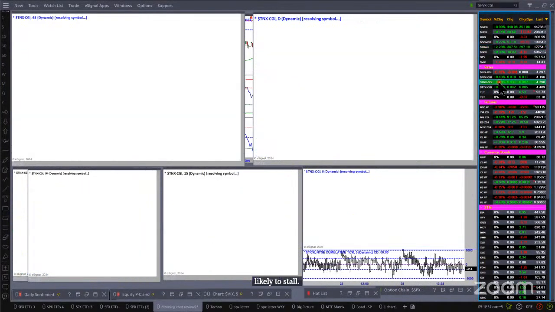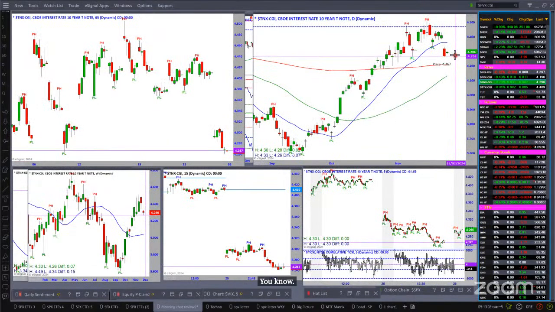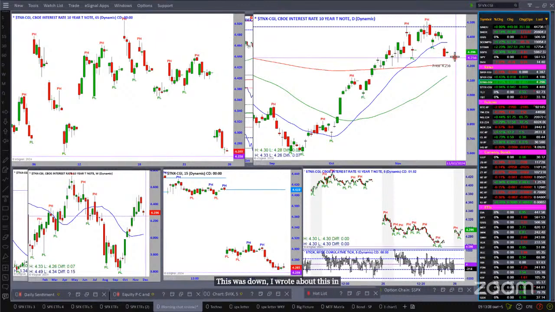Interest rates, 10-year. That was big news. They broke down. The dollar was down. I wrote about this in the weekend letter, that would be a plus if that was to happen. And it did, on news of whoever it was getting appointed. So interest rates came down. That helped the market yesterday, but not much happened in the end. It's just a stall at resistance.